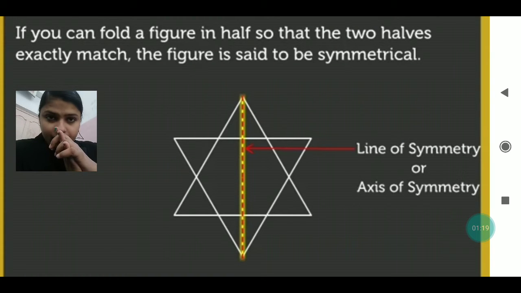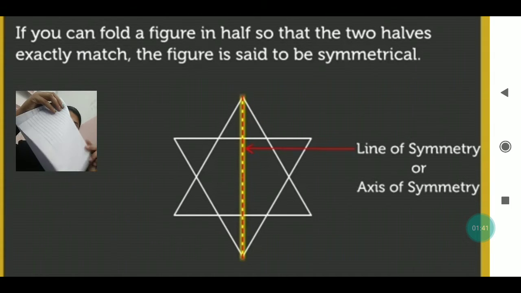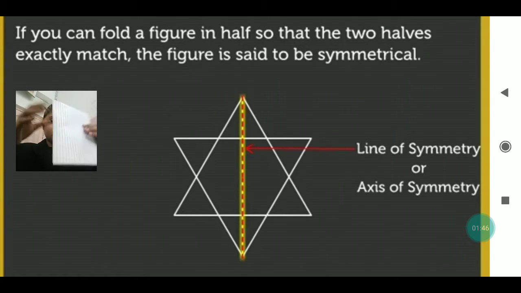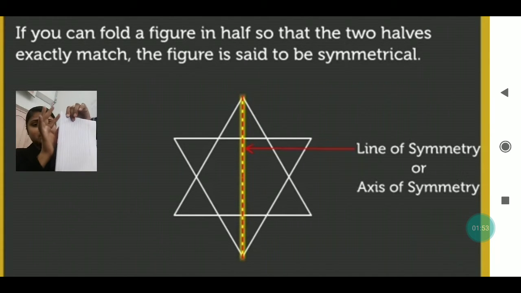The line of symmetry. First thing, if you can fold a figure in half so that the two halves exactly match, the figure is said to be a symmetrical figure. Suppose this is a page, and we are folding this page, and when we fold it, it forms equal halves. You can see it is equal from both sides. So this fold is the line of symmetry.